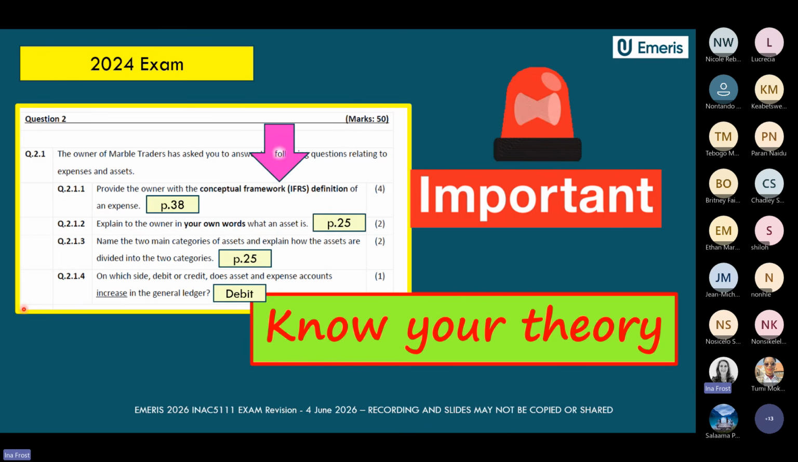And while we're talking about this, I just quickly want to remind you as well that when we talk about the conceptual framework or IFRS definition, we are looking for that learning unit 2 definition. We're looking for something very specific. And you have to look out in the question, are we asking you for the IFRS definition, or are we asking you for a definition in your own words? Because that will differ in what you give us. So that was just a quick reminder of the importance of theory in exam papers.